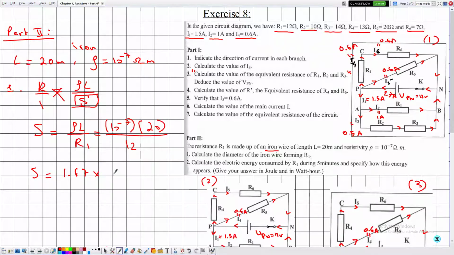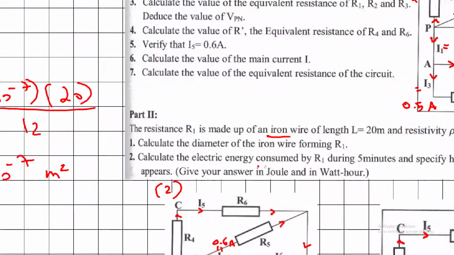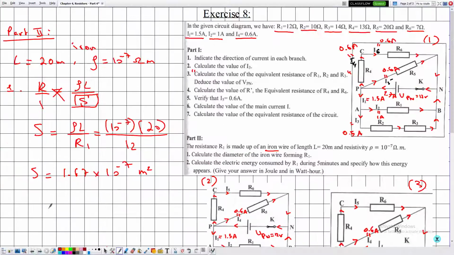times 10 to the power minus 7, because everything is expressed in the SI, so the value of S will be in the SI, which is meter square. But now we need to calculate the diameter. We know that the area S is equal to pi r square.